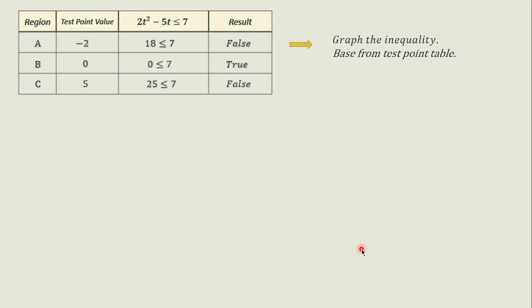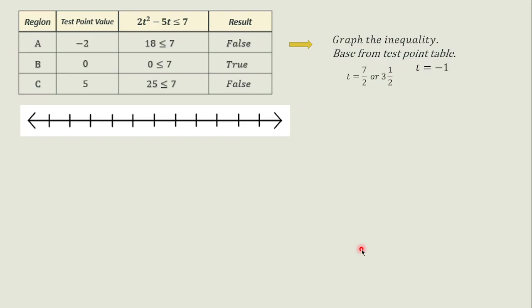Pero una, kunin muna natin yung roots of the quadratic equation na nakuha natin, which is t is equals to 7 over 2 or 3 and 1 half, and t is equals to negative 1. Then make the number line, the same format ng sa number line nyo lang kanina. So 0, negative 1, and 7 over 2. The question is, ano ba yung gagamitin nating point? It is a hollow point or a shaded point.